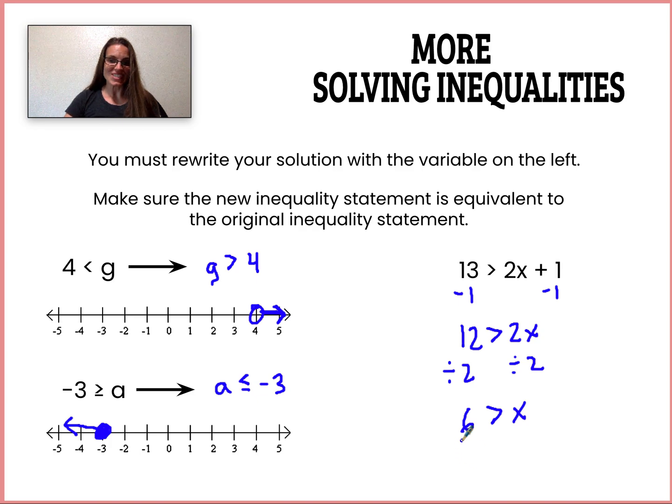Now you may think you're done. We have isolated x on one side of the inequality symbol, but we need to rewrite this so that the x is on the left and the 6 is on the right. I can't just keep my inequality the same. I have to change it to maintain the meaning. So 6 is greater than x is the same as x is less than 6. This is your final answer. X is less than 6, and if we ask you to graph your solution, you'll be able to do so correctly since your variable's on the left.